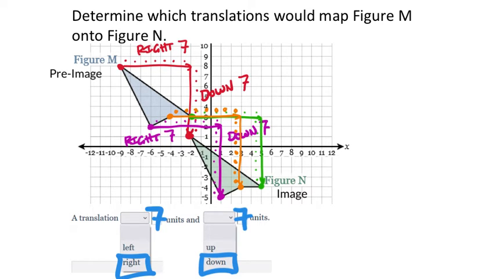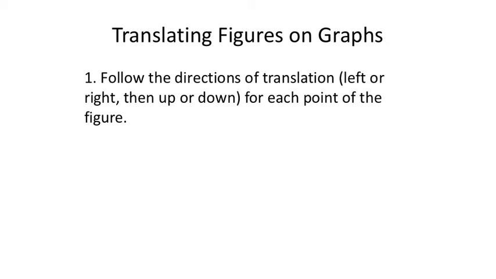This stuff really isn't too bad. There's no calculating going on other than just counting. Can you count how far it's been moved, or in which direction, right? We're not putting this into some kind of formula. There's no y equals mx plus b garbage. You just got to figure out how far it's been moved. That's it. Translating figures on graphs.